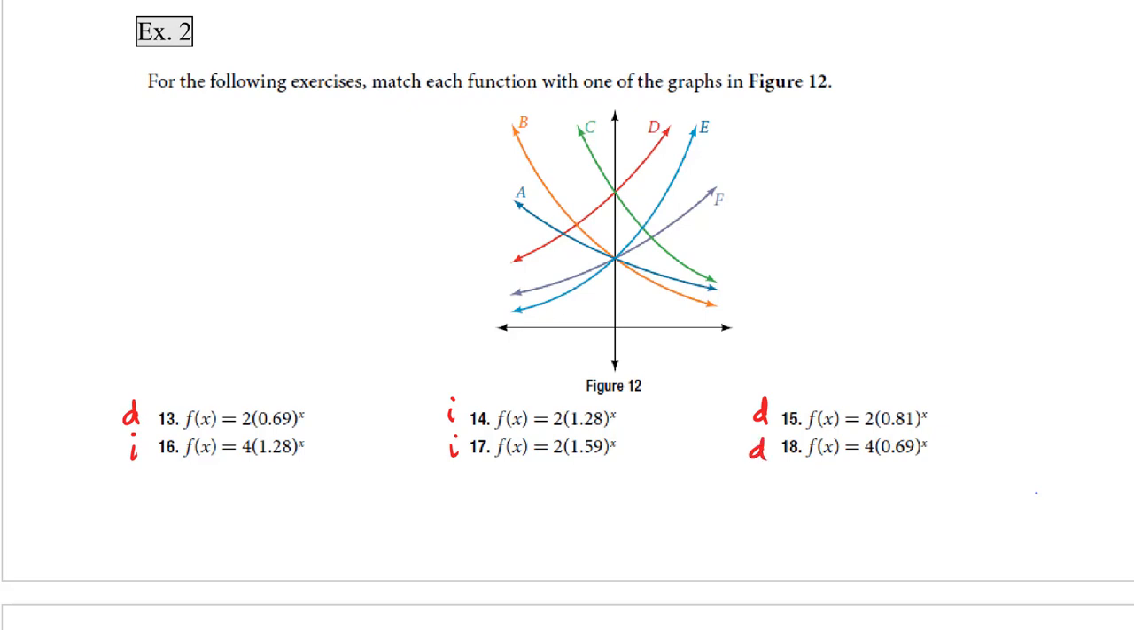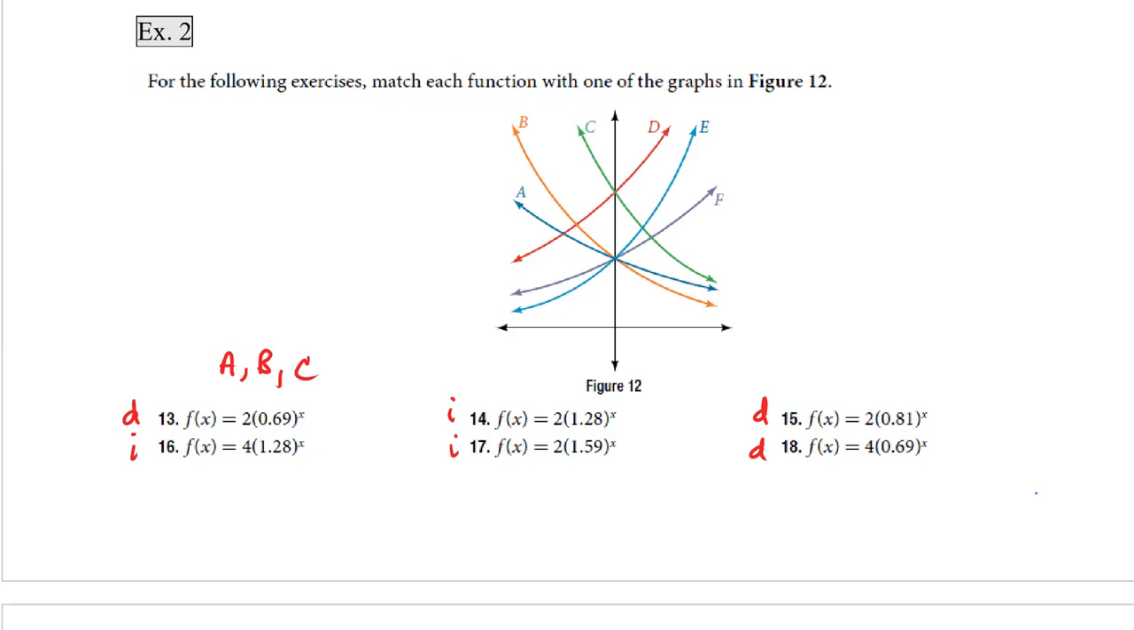So now let's look at our 3 decreasing graphs. The decreasing graphs are A, B, and C. Now of those 3 graphs, 2 of them have a y-intercept that's lower and one has a y-intercept that's higher.